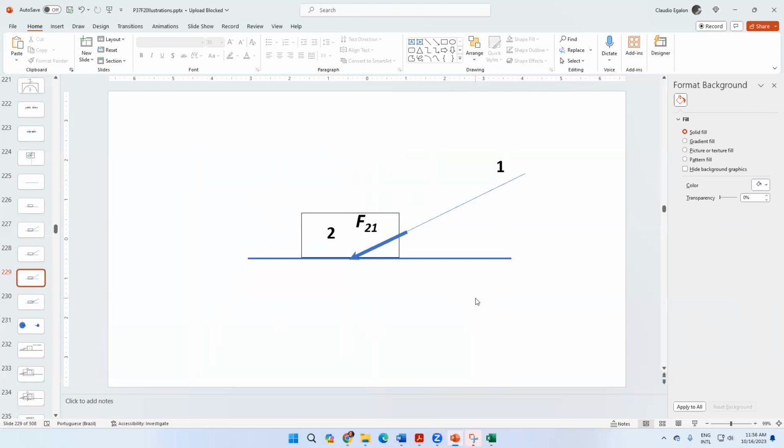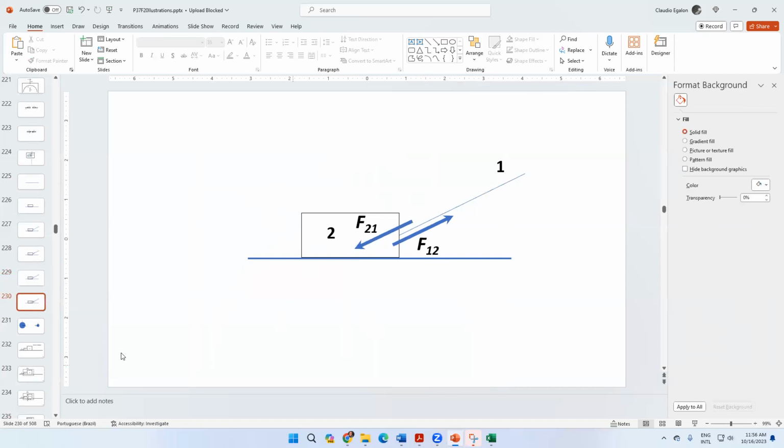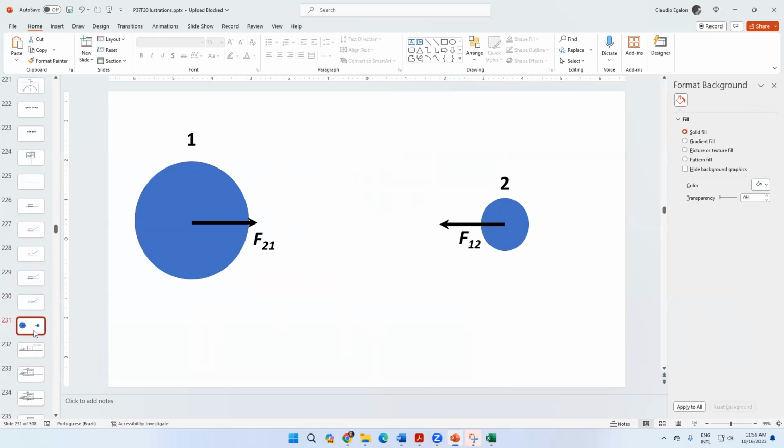Okay, and then I can illustrate the pairs of forces like that. I'm going to displace it just a little bit here so you can still see the string. Force of 1 on 2, force of 2 on 1. Another example: Earth and Moon. The Earth is attracting the Moon, force of 1 on 2. The Moon is attracting the Earth, force of 2 on 1. Those two forces are the same.